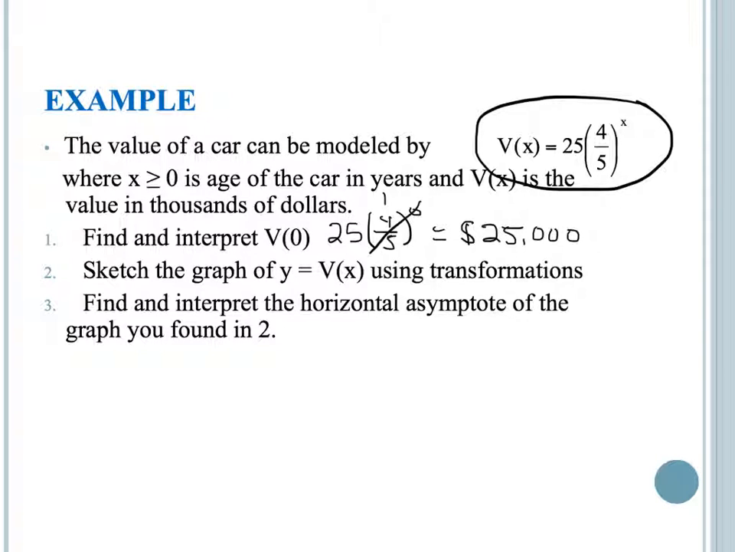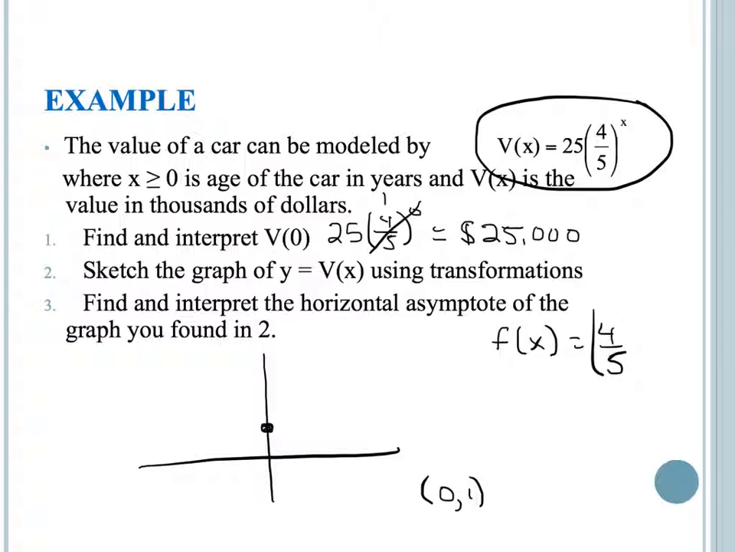If I want to sketch it using transformations, all right, first things first, I would sketch my graph. The one spot that I know that this graph crosses is at the ordered pair 0, 1. And I'm going to look at what's in the parentheses. My f of x equals 4/5 to the x. Looking at that function, I have a decay graph. So this might not be the most accurate, but my graph looks something like that.